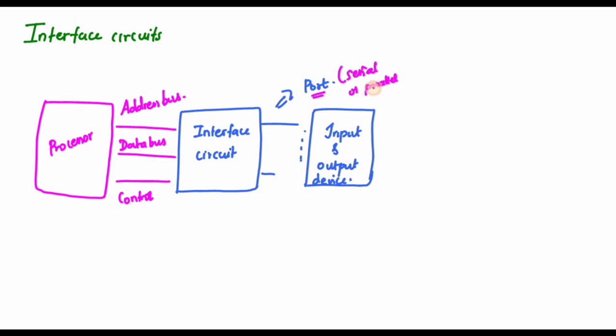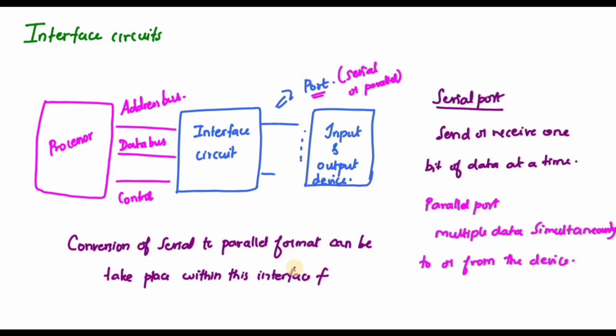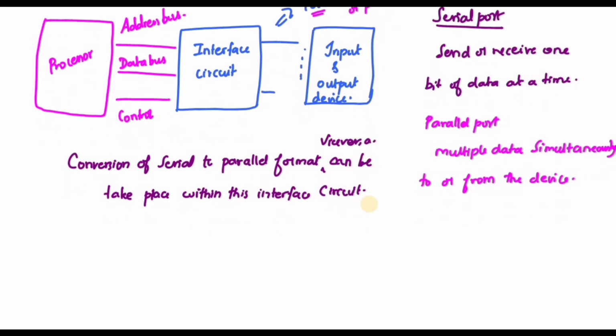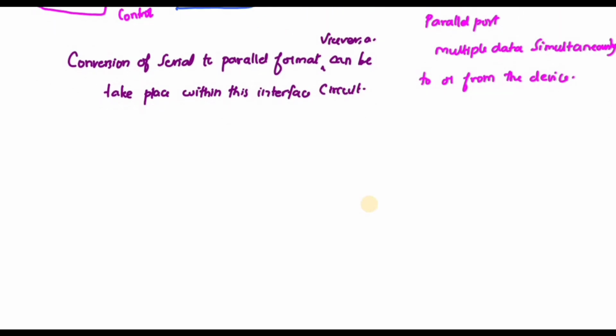So, what does a serial port mean? A serial port will send and receive data one bit at a time, whereas a parallel port will transfer multiple bits of data simultaneously to and from the devices. Generally, as I told you previously, we can communicate with the port in a serial format or through a parallel format.